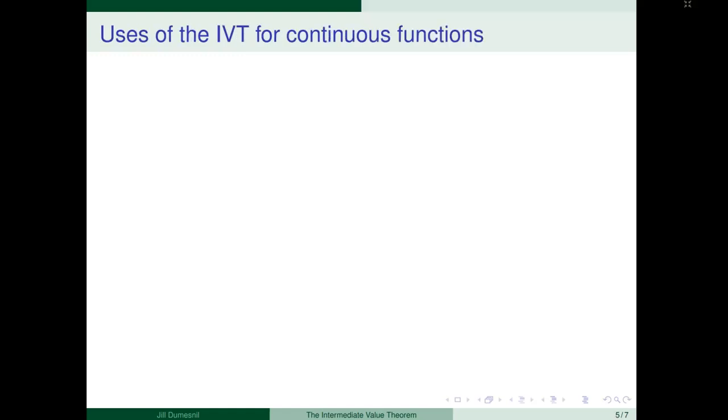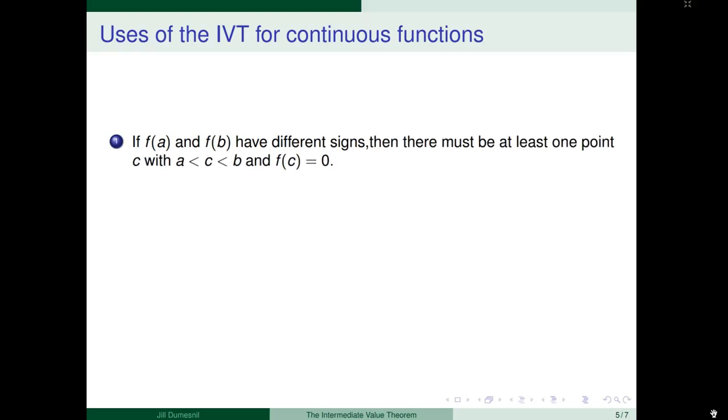Let's consider a few uses of the Intermediate Value Theorem. First, if f of a and f of b have different signs, meaning one is positive and one is negative, then there must be at least one point c between a and b where f of c equals 0. This is the most common use of the theorem, finding zeros of functions. In fact, the Intermediate Value Theorem is the basis of the bisection method by which computers estimate solutions to equations.